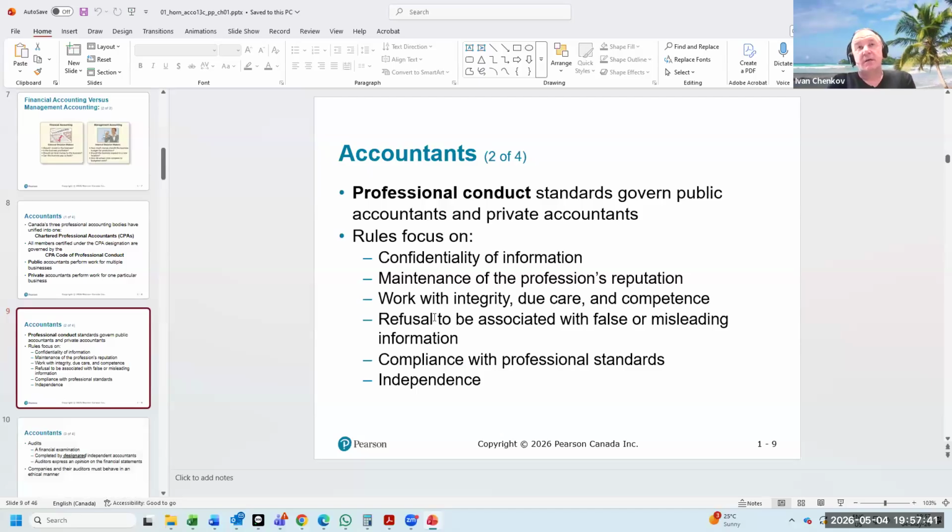Accountants also have professional conduct, which is governed by the accounting body. The rules of professional conduct focus on the confidentiality of information. Obviously, the information that accountants see is very essential, very strict information. Not many people know about it.